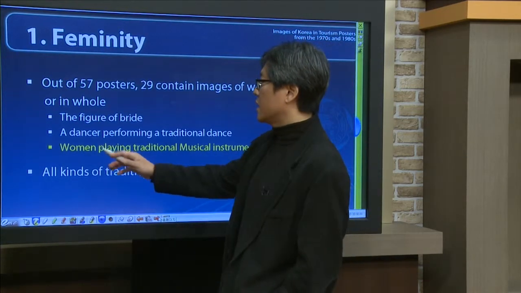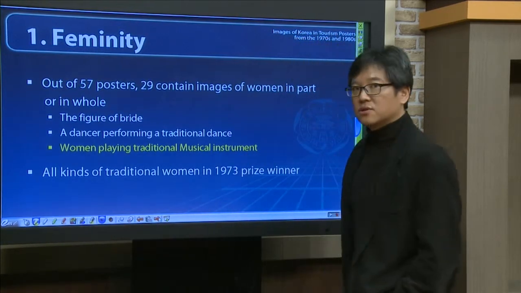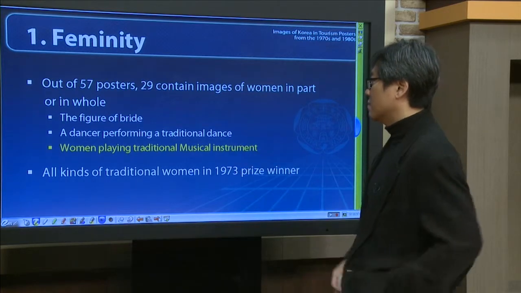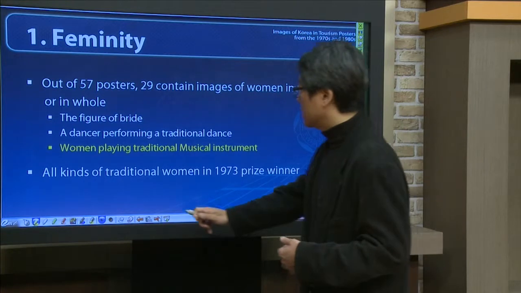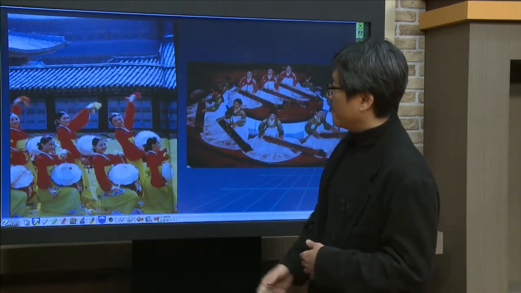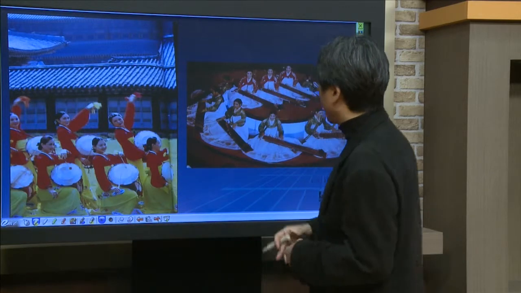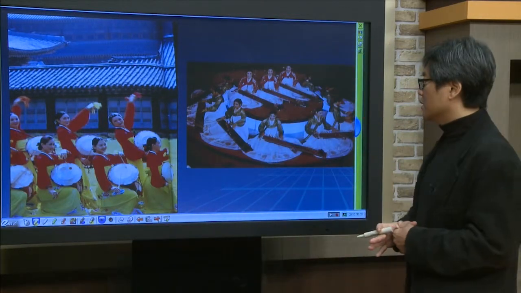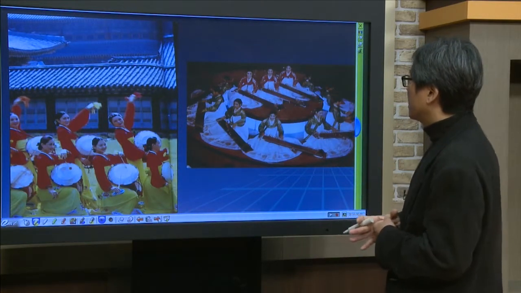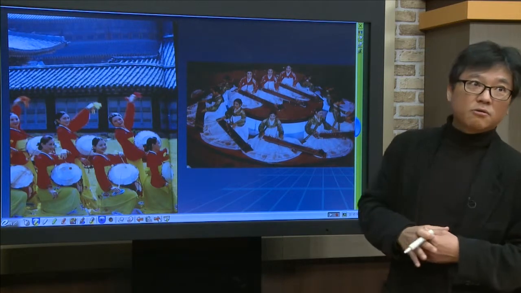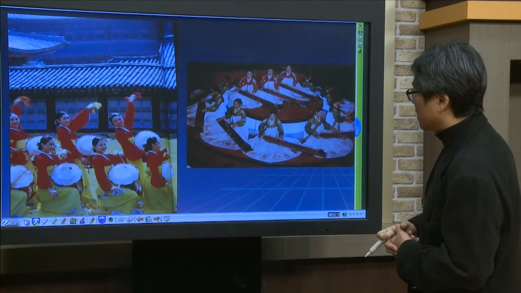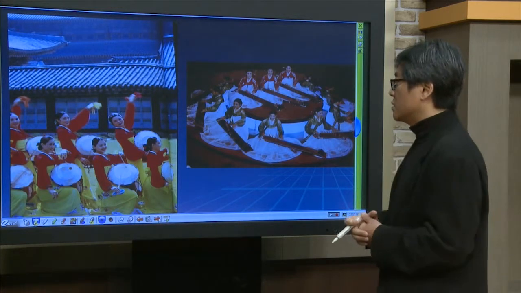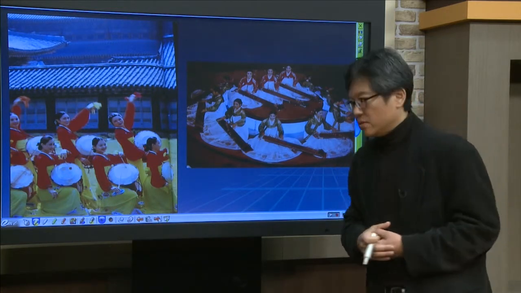And also another type of women appearing in these images are musicians playing musical instruments. Let's look at it. Playing the janggu, this hourglass drum, and playing the gayageum, the string instrument, in a theater setting. These are quite popular and common in 1970s theaters, especially for the tourists, Western tourists.